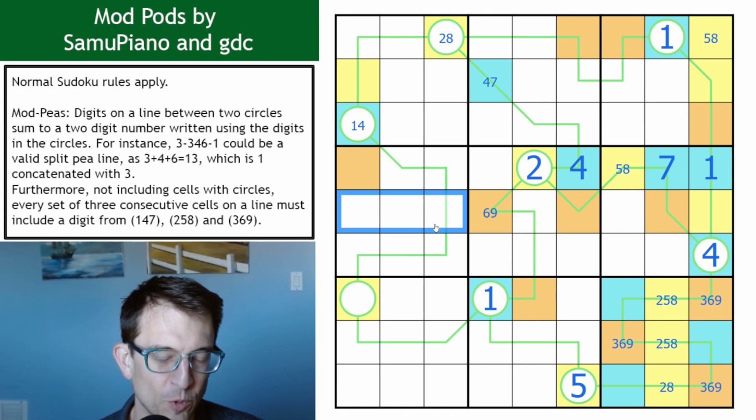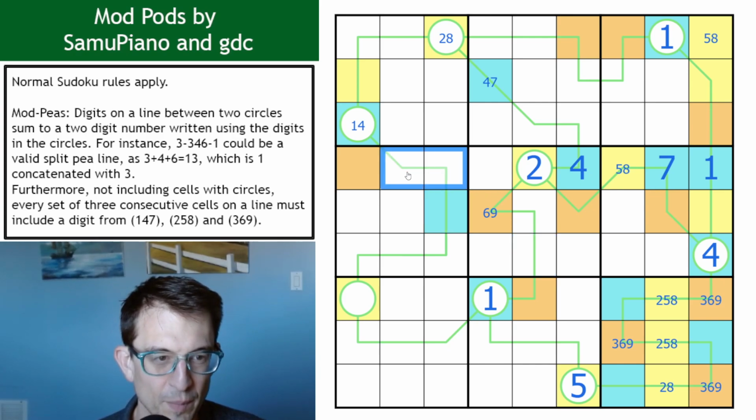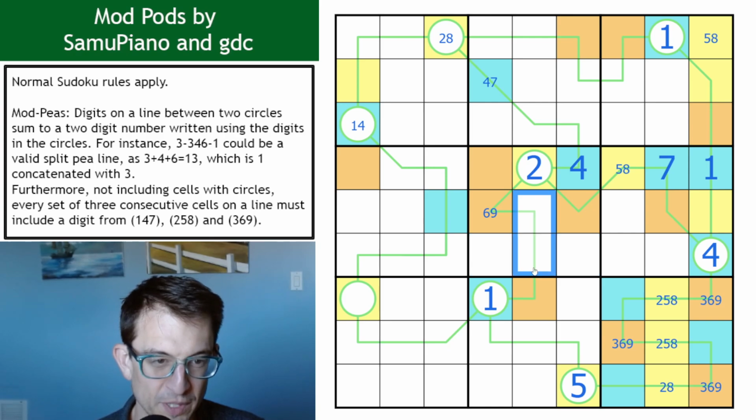I need a 4 in here. Well, there's no blue here, so this is blue. Blue is done. This is yellow and orange, so this is orange, which finishes orange here. So these are all blue and yellow. There's a blue and yellow here and a blue and yellow here.